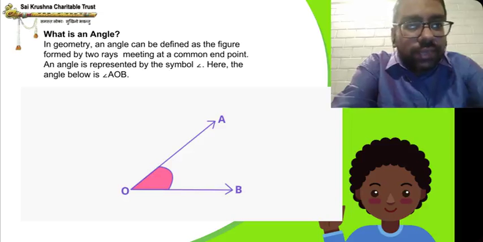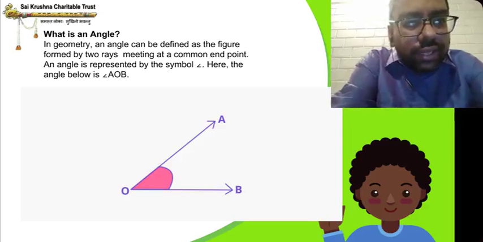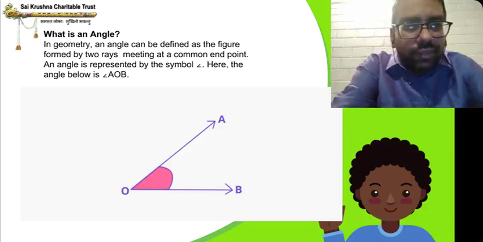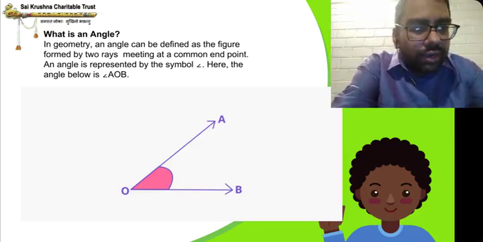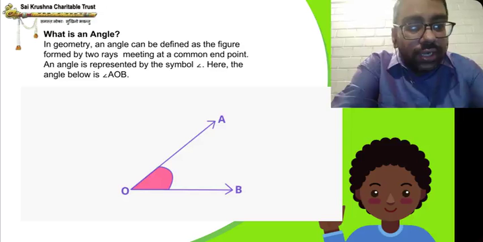An angle is represented by the symbol. See the symbol for angle they are given. Here the angle below is angle AOB. What does this mean? OA is a ray, OB is a ray, where they are intersecting at common point O. So that angle will become AOB. In the pink figure I have drawn, that is angle AOB.